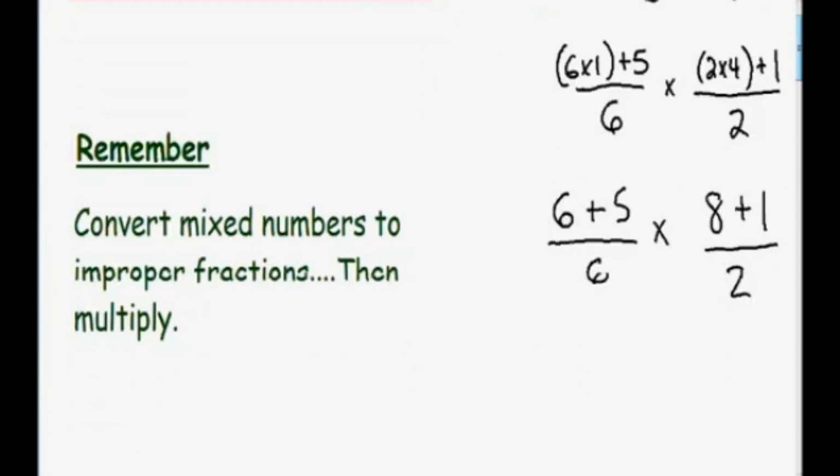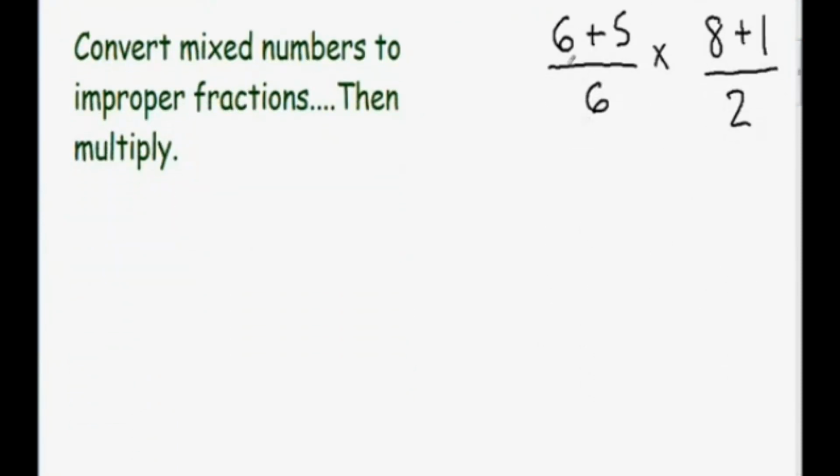And let's simplify this even further. In our first fraction, we have 6 plus 5, which is 11. And we still have a denominator of 6. And this is all being multiplied by our second fraction, which has an 8 plus 1 in our numerator, which is 9. And we still have a denominator of 2. So now, since we have two fractions being multiplied, the only thing we need to do is multiply the numerators and multiply the denominators.